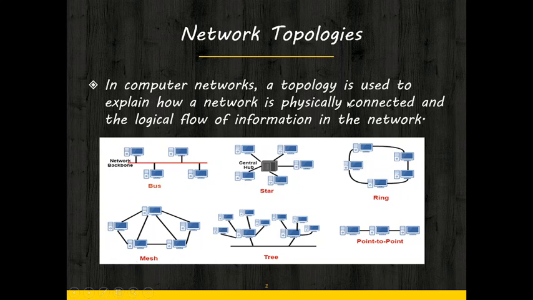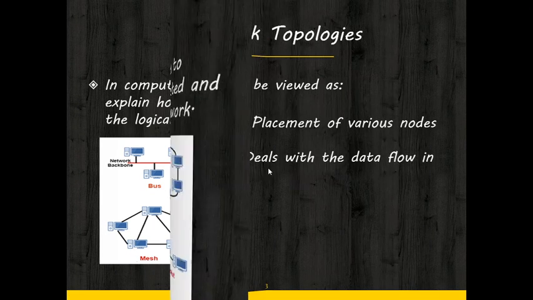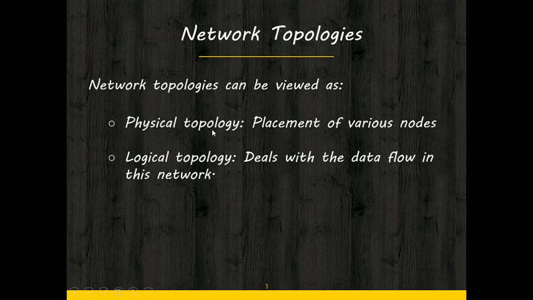In computer networks, a topology is used to explain how a network is physically connected and the logical flow of information in the network. It is basically the arrangement of computers or network devices so as to establish communication among these devices. Network topologies can be viewed as physical topology, which describes the way in which computers or nodes are connected with each other in a network, and logical topology, which describes the way data flows from one node to another node.